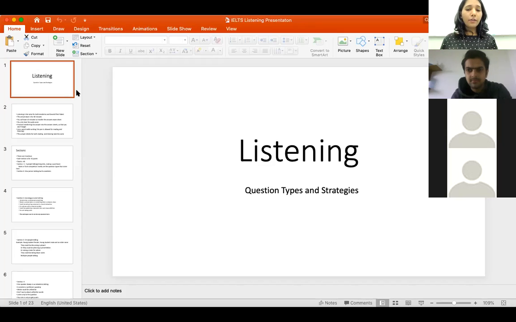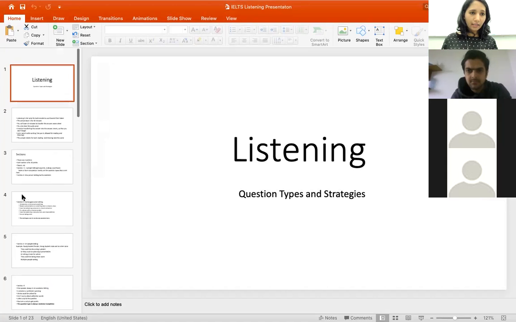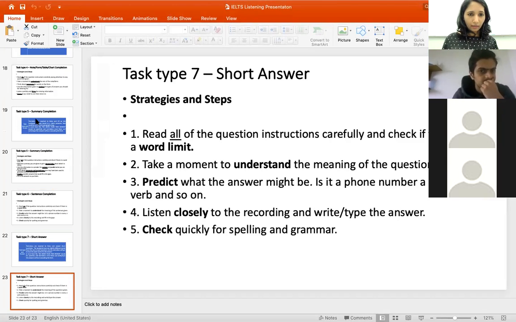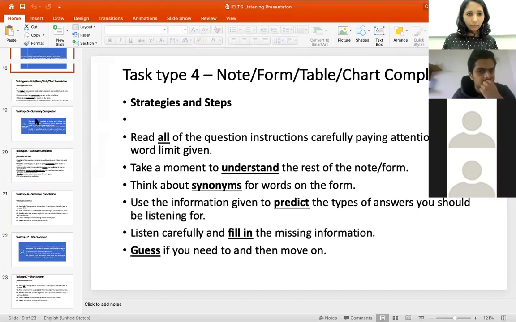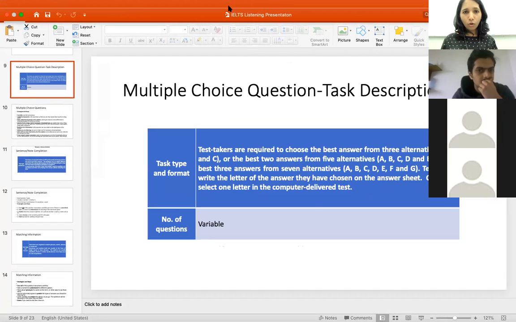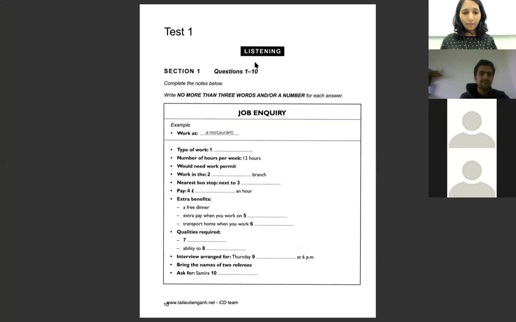Okay, so we'll be doing listening question types. We'll come back to this. What I'll do is attach this PowerPoint. I don't know if it contains all the question types, but it's the same strategy for most of it. So we'll start solving the questions and then come back to this if needed. Give me a minute while I open up the questions. Okay, can you see my screen?